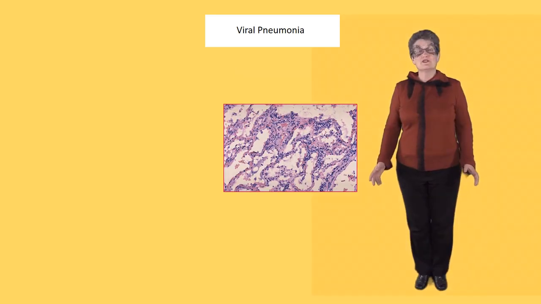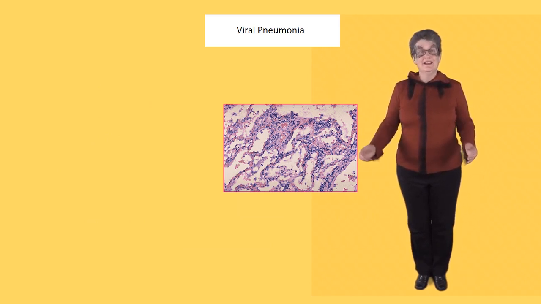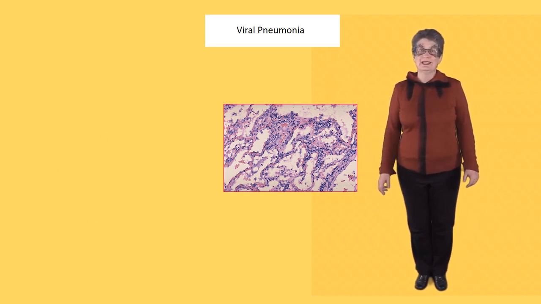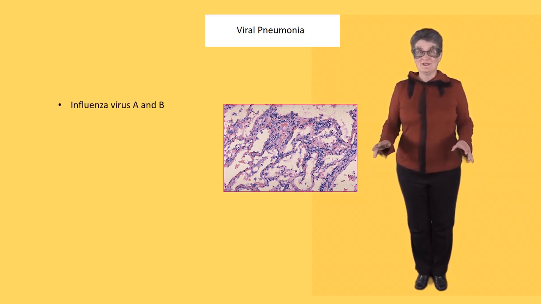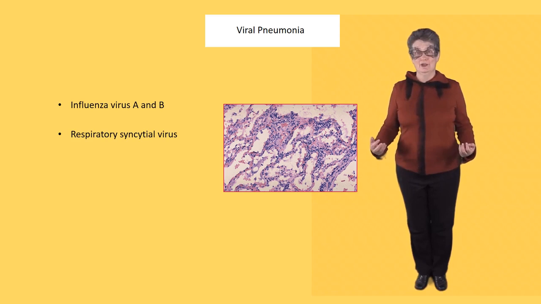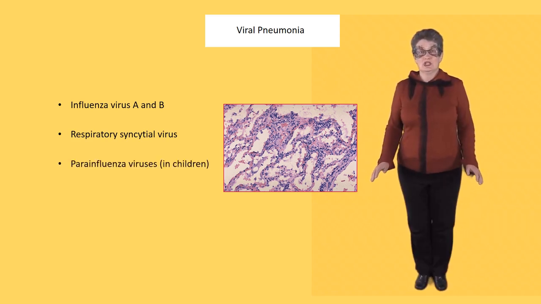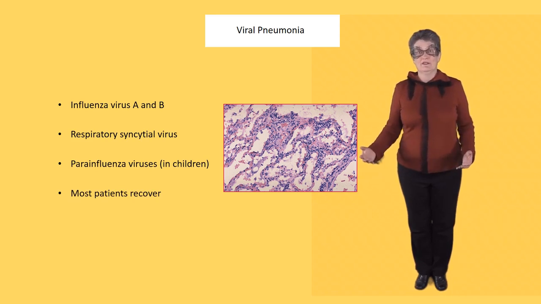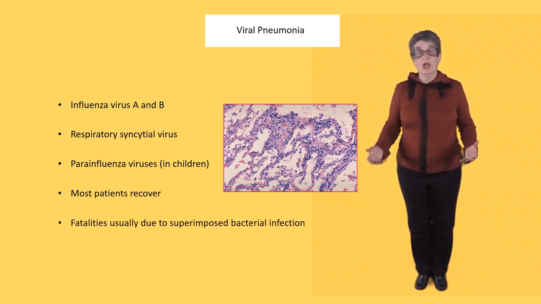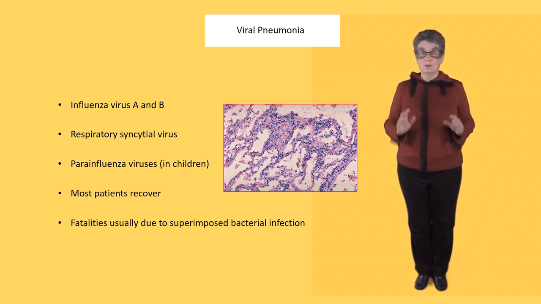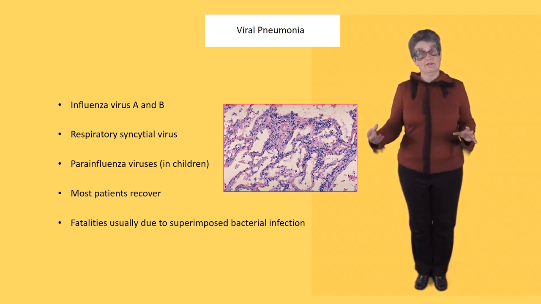Now we'll think about viral pneumonia and contrast it to bacterial pneumonia. Viral pneumonia is commonly caused by influenza viruses, respiratory syncytial viruses, and parainfluenza viruses in children. Now we know that most patients recover from influenza, for example, and the fatalities due to viral pneumonia are usually due to superimposed bacterial infection.